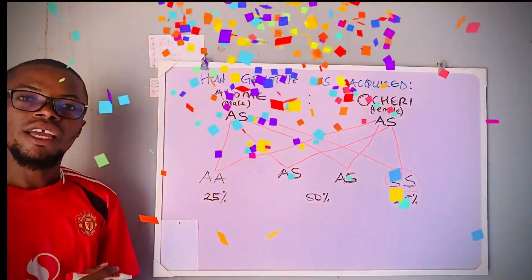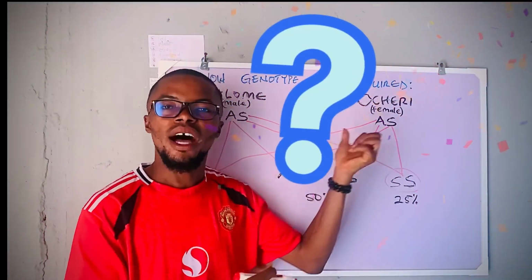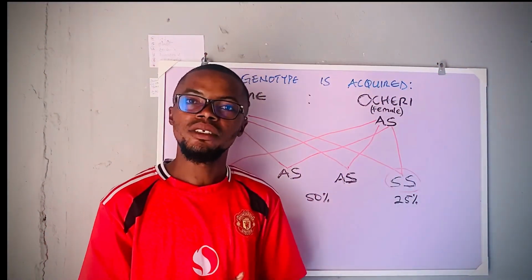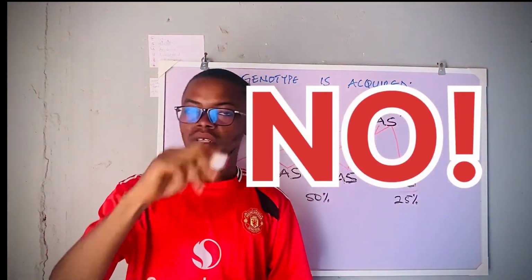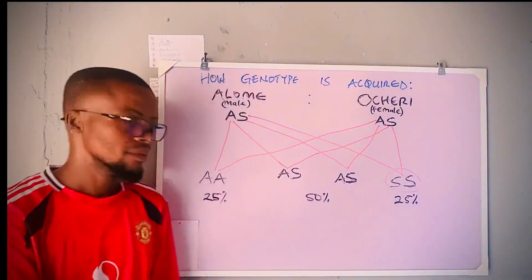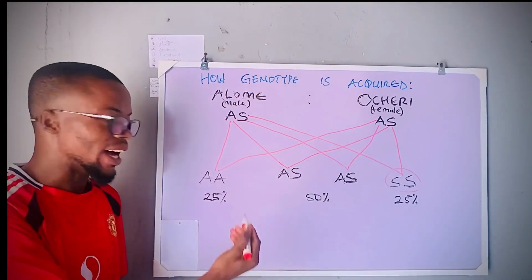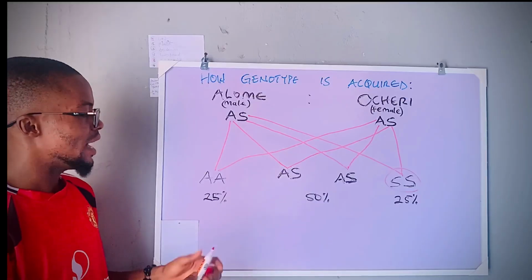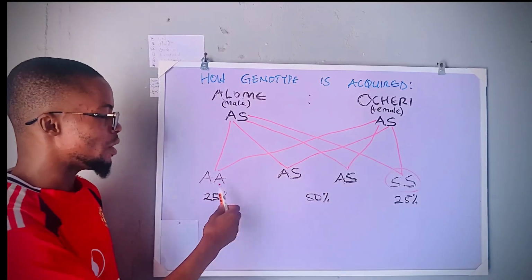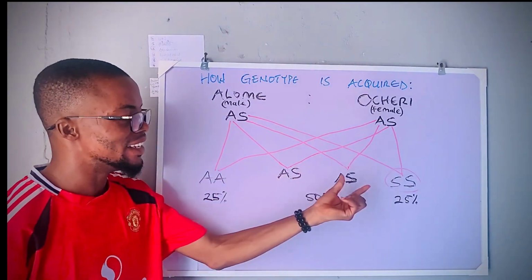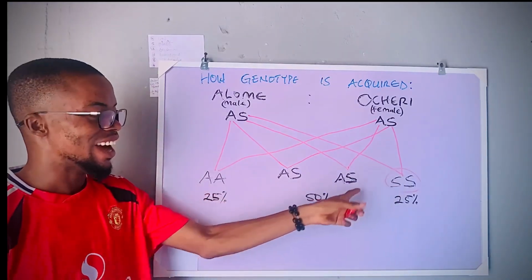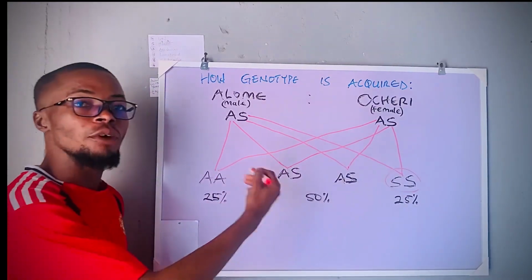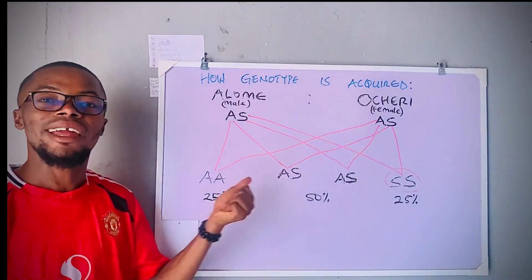The big question here is, is it advisable that Alome and Ocheri should go on with their marriage? The answer is no. Capital letter no. Why? They may think that they can just marry and have 3 children, so that you have AS, and AS, and maybe they will stop at 3. Then they will not have this one. This is not how this thing works. This is a probability, like I said.